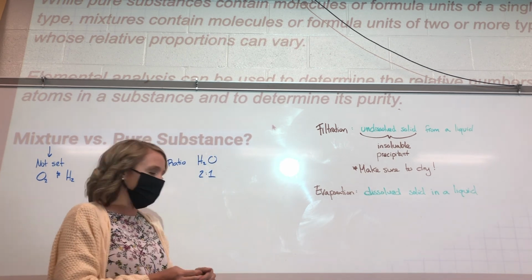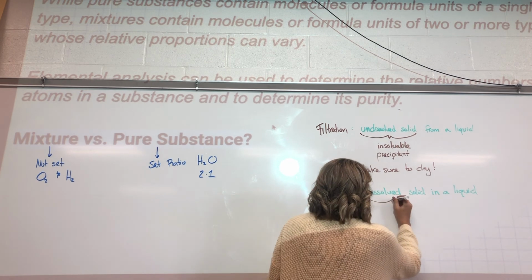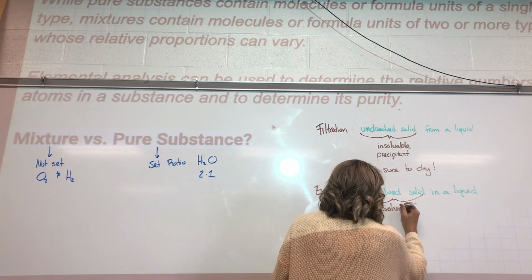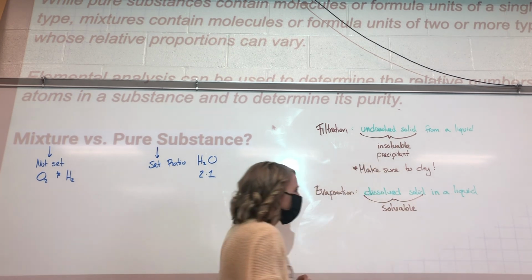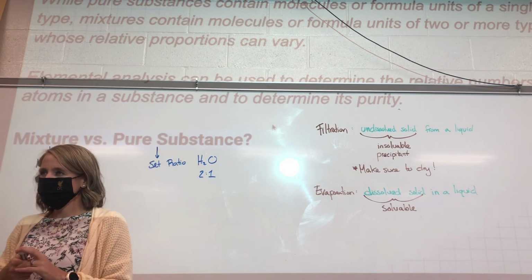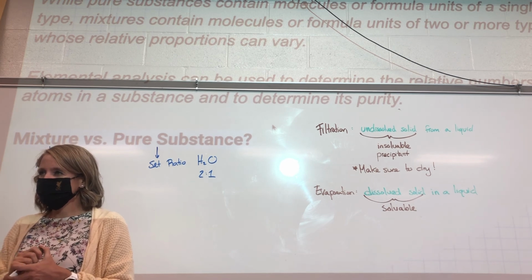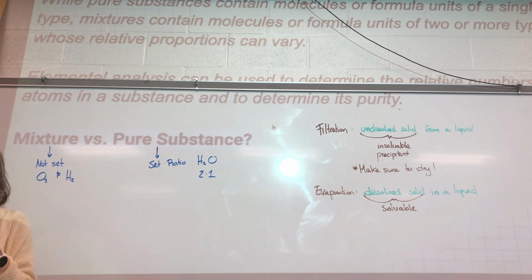A dissolved solid is known as soluble. So insoluble is undissolved. Pretty simple, straightforward technique, but useful at times. Questions on that?